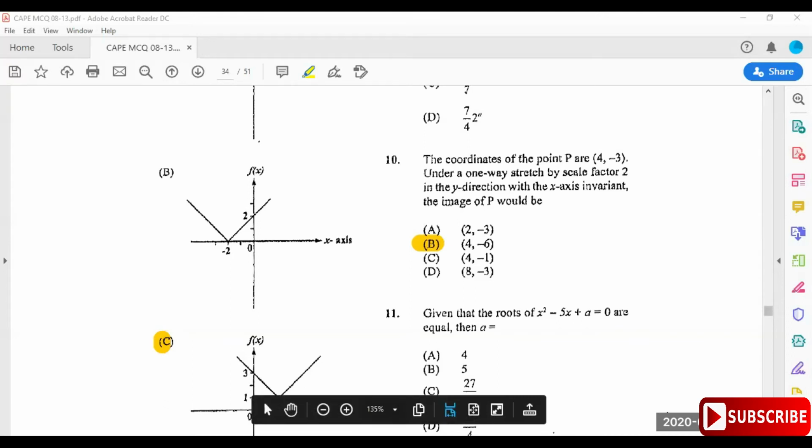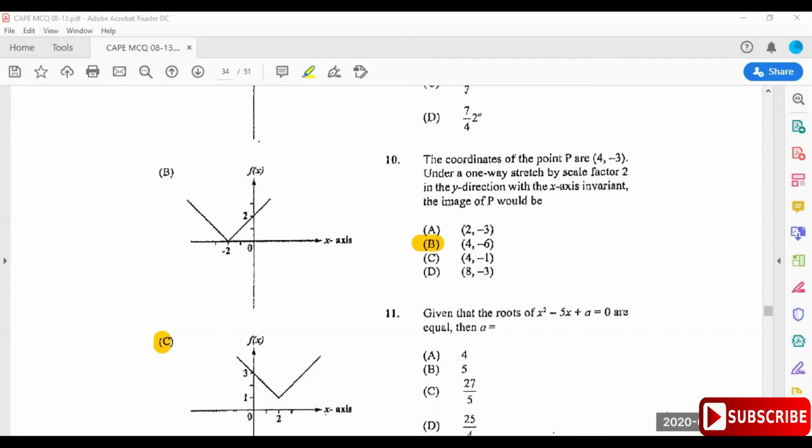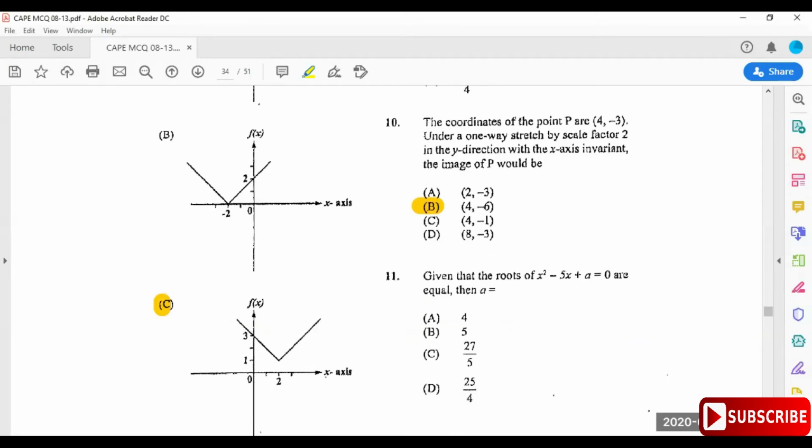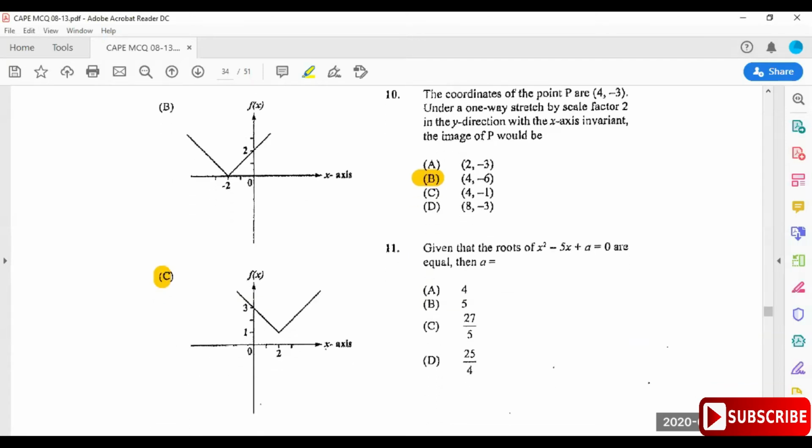Now question 11. Question 11 says, given that the roots of x squared minus 5x plus a is equal to 0, what is the value of a? In order to do this question, you have to remember the discriminant.